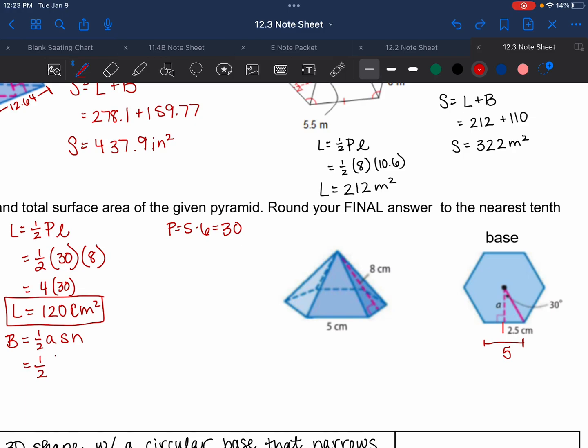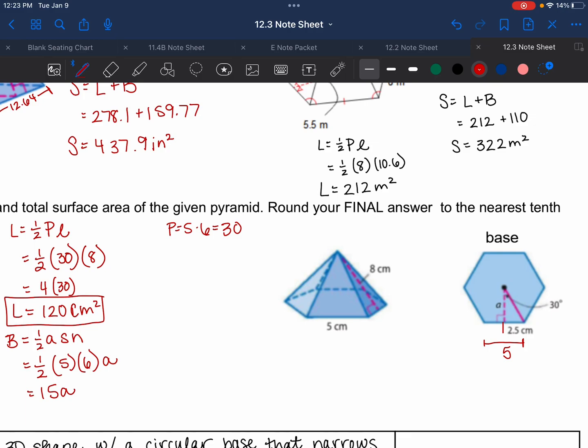We know the side length is 5, and we know that the number of sides is 6. And so that's the formula we're dealing with. Okay, if I do 5 times 6, I get 30, times 1/2 is 15. So really, we're going to be doing 15 times A, which A will be our apothem.